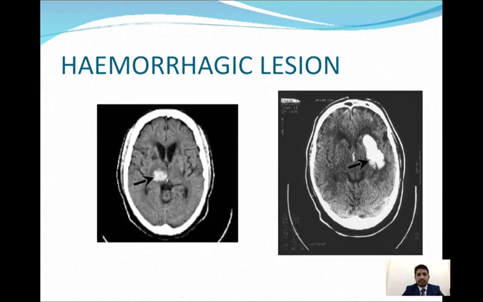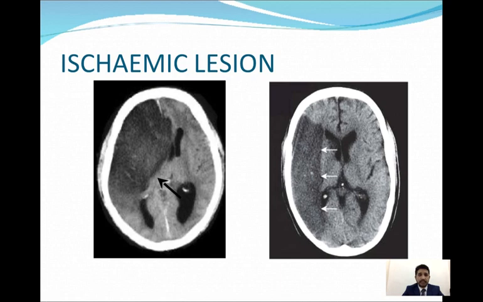Here we can see a right-sided thalamic hemorrhage. Here is another example of hemorrhage. We can see that these are hyperdense lesions. Now ischemic lesions: we can see hypodense areas with massive shift of the midline. Here is another example of a hypodense area.